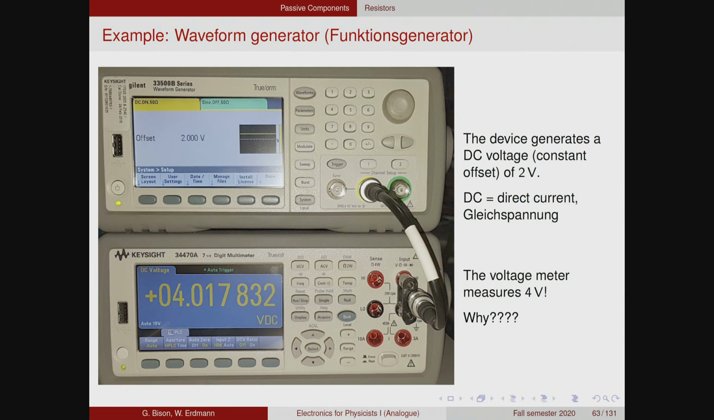Okay, internal resistances are interesting also in other lab devices. This is a very, very simple setup. I used the function generator and I told it to generate 2 volts. 2 volts DC. And then I took a multimeter, and if I measure what comes out, it shows 4 volts. Now, both devices are worth several thousand Swiss francs, and why does it not produce what I tell it to do? So is there anything wrong with the devices? The answer is no. Does someone know what's going on?